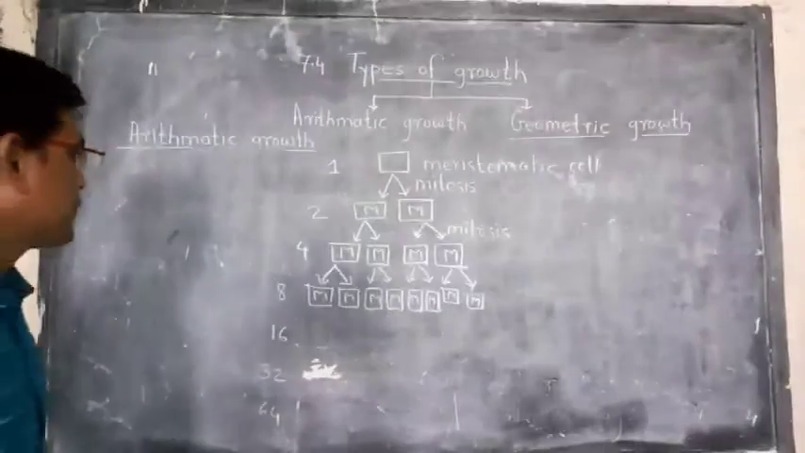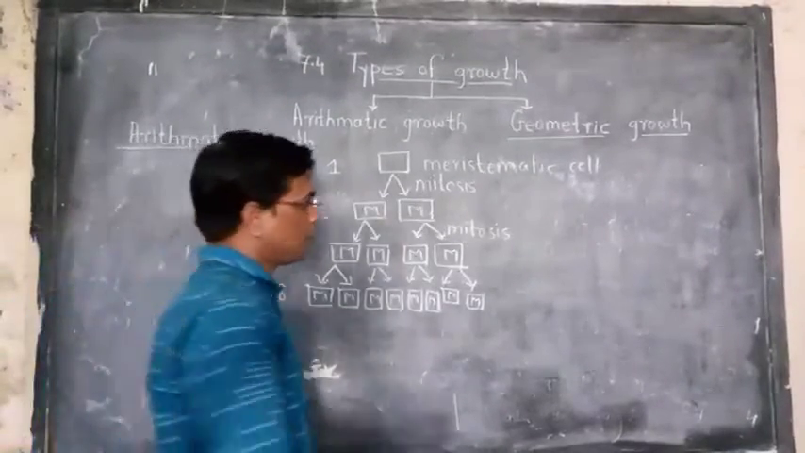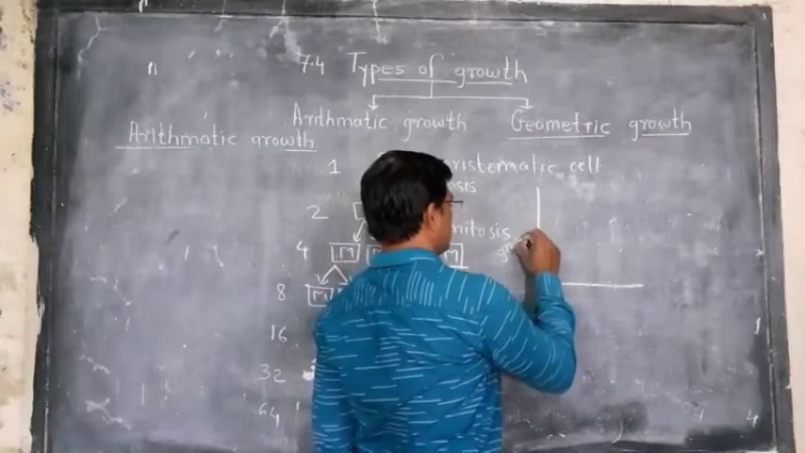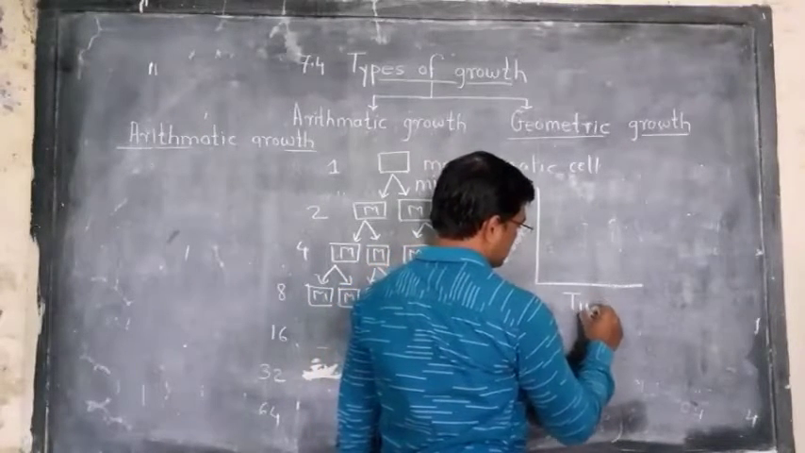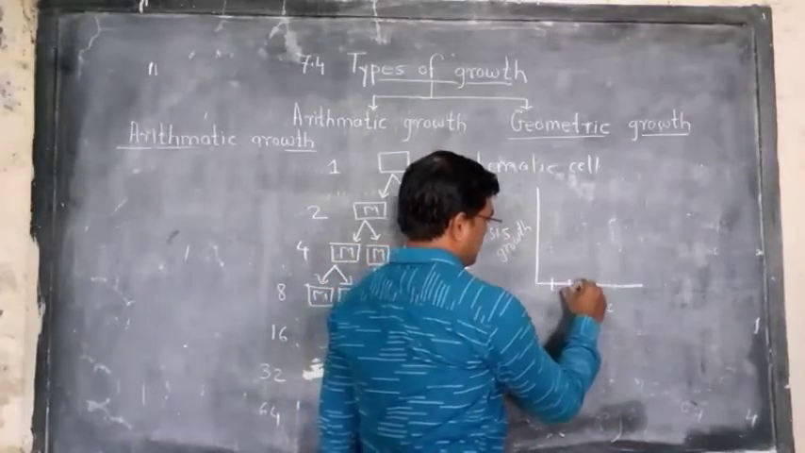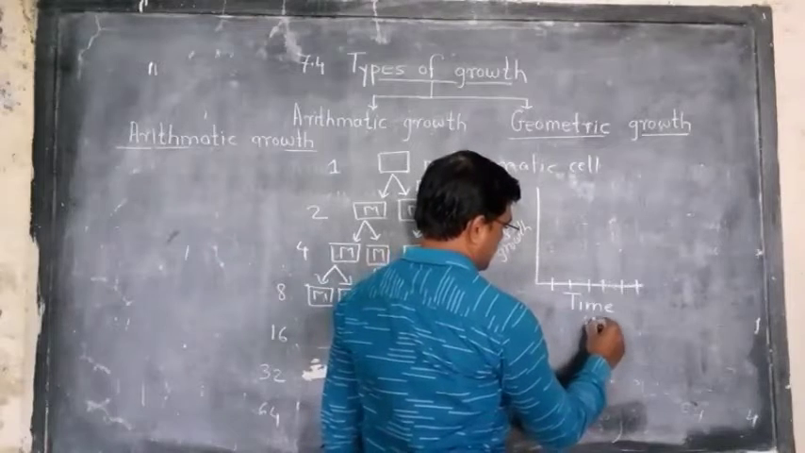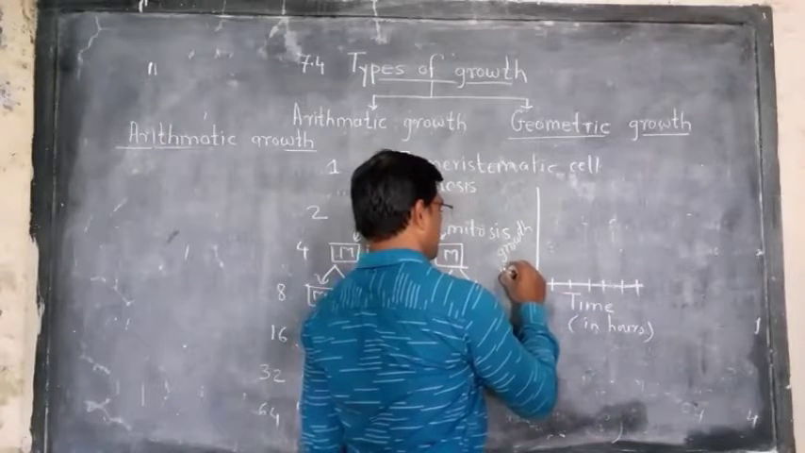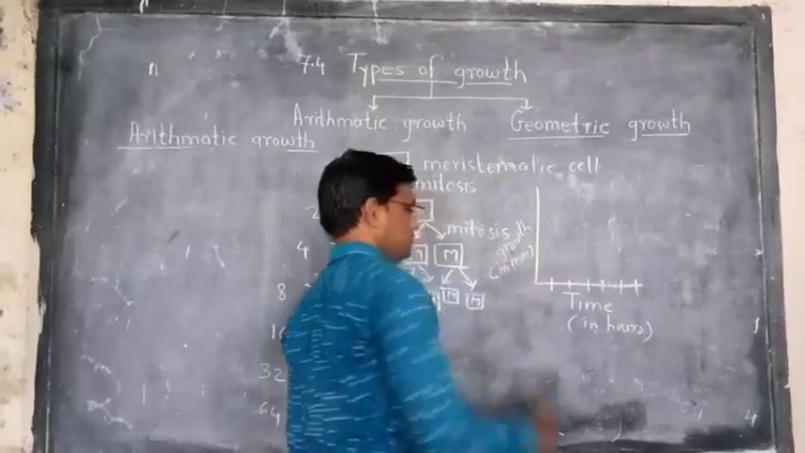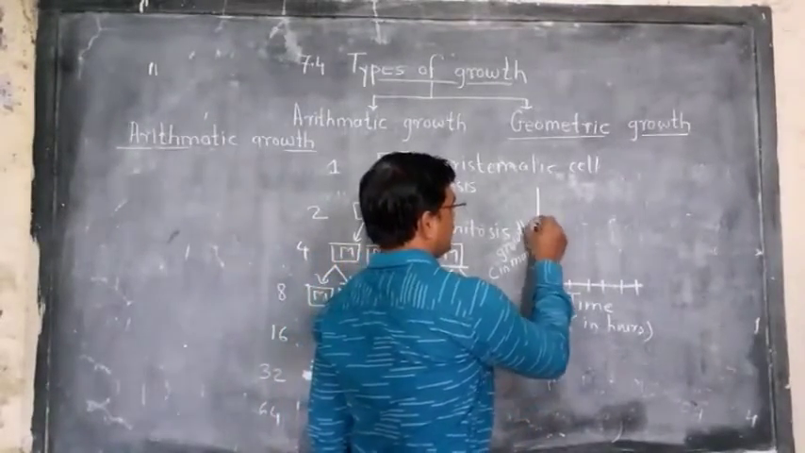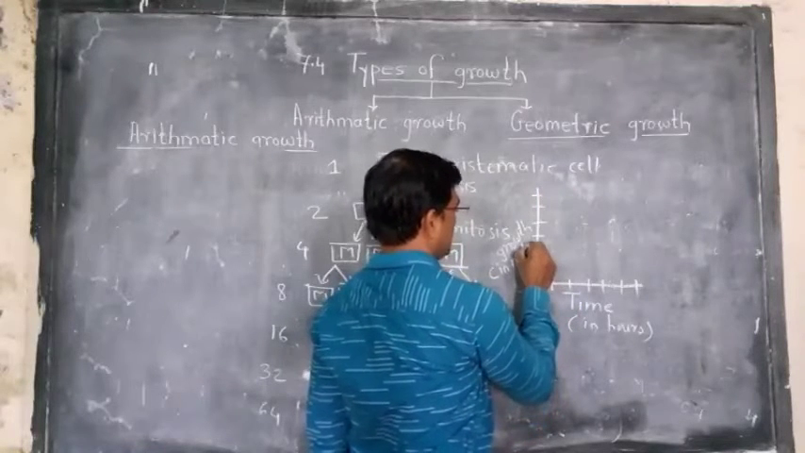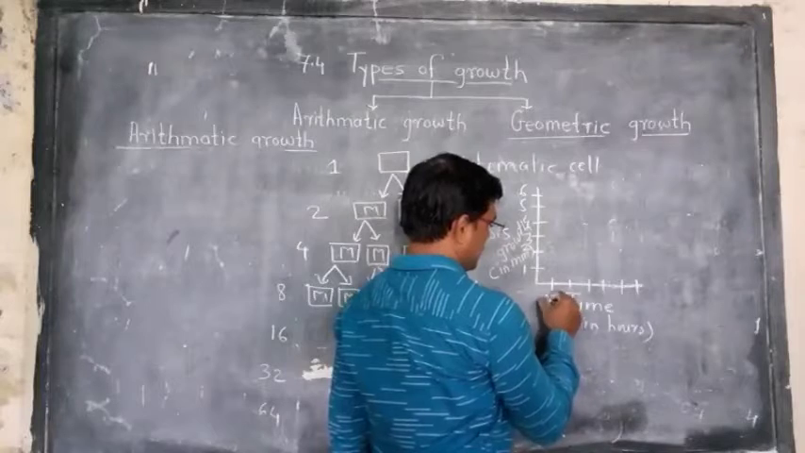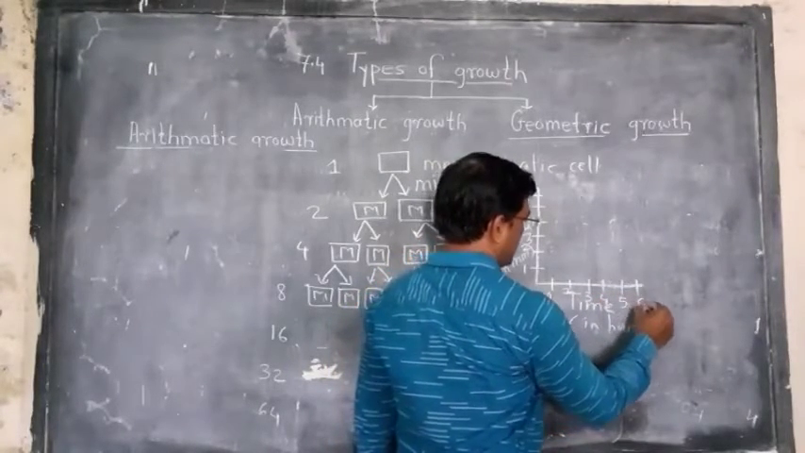If we plot a graph of geometric growth, a graph of growth against time, here we have time in hours and suppose growth is in millimeters, with values 1, 2, 3, 4, 5, 6 on each axis.